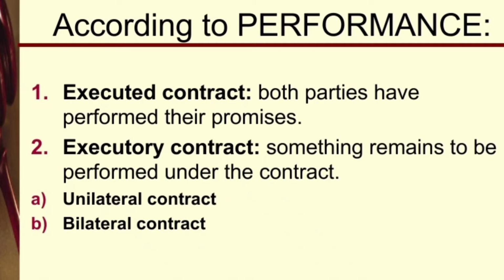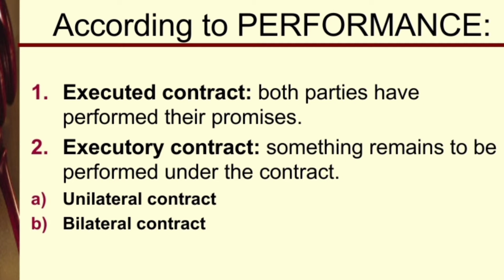In the earlier two lectures, we've already looked at two possible ways of classifying contracts. Number one was on the basis of formation and number two was on the basis of enforceability. Now in this lecture, we're going to consider another classification, that is classifying contracts on the basis of performance.